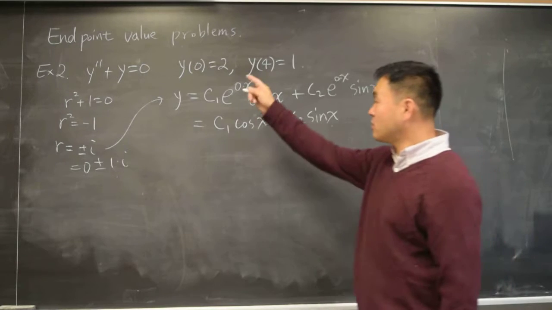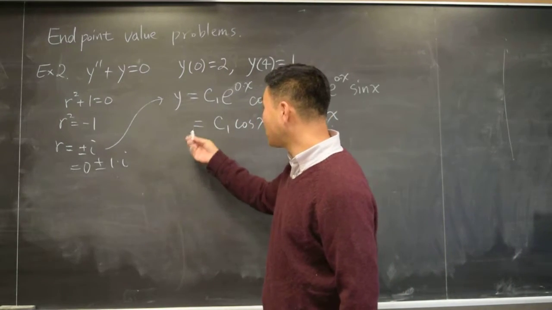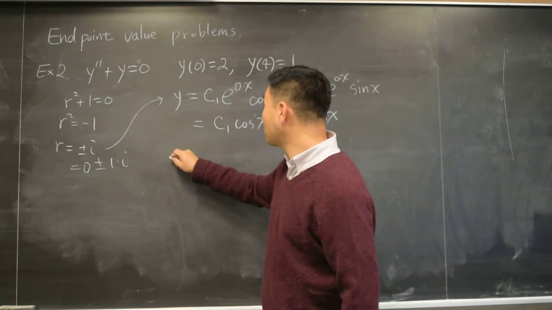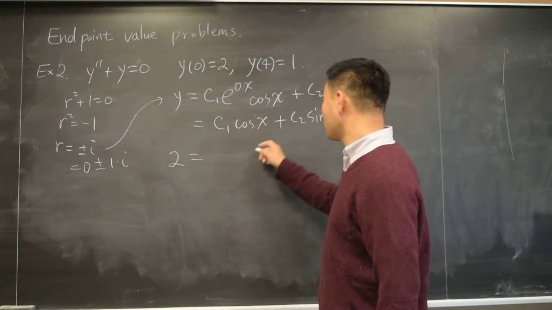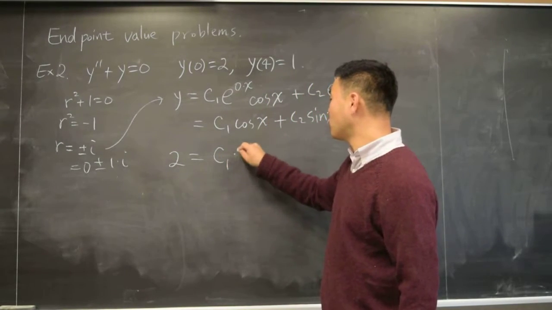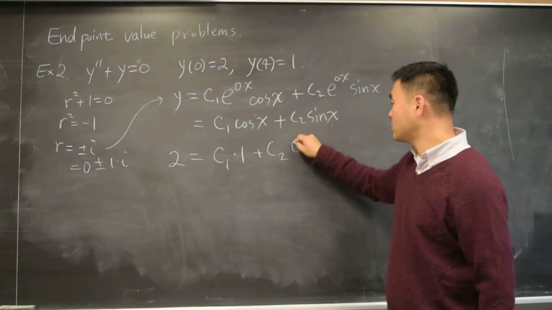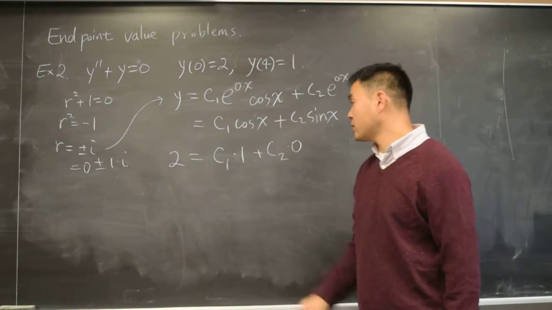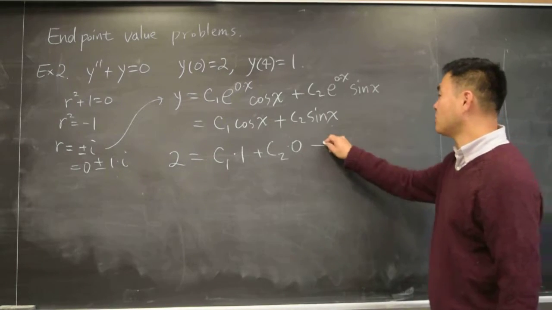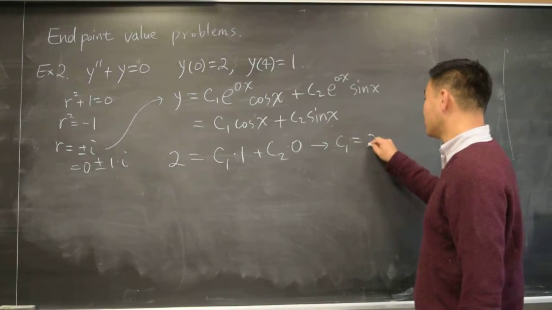Now let's plug in 0 to see what we can get. So if I plug in 0, 2 is equal to, when you plug in 0, c1 times 1. Sine 0 is 0, so c2 times 0. That's what you get from here, right? c1 equals 2. So that gives you c1 equals 2. Good.